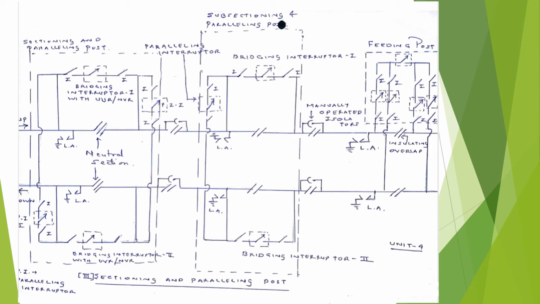This is the single line diagram of the sectioning and the paralleling post. We can see here we have the up track and this is the down track. Now the three lines that we show here is basically the neutral section. On the right hand side of this neutral section you have section 2, and on the left hand side of the neutral section you will find section 1. Now section 2 on the right hand side of the neutral section is again divided into subsections by what is called the insulating overlap.